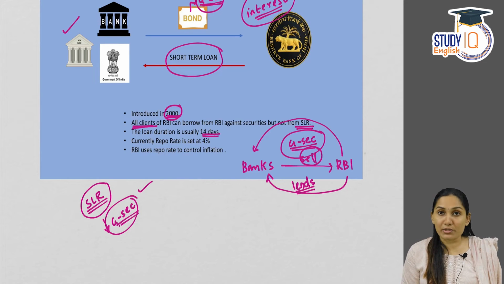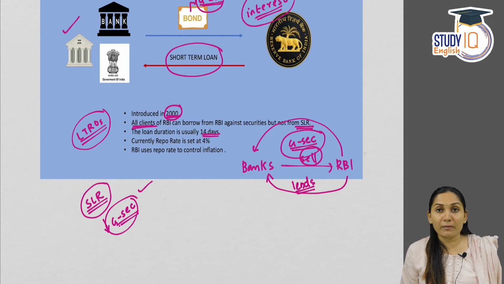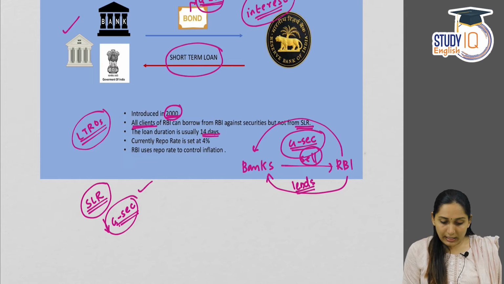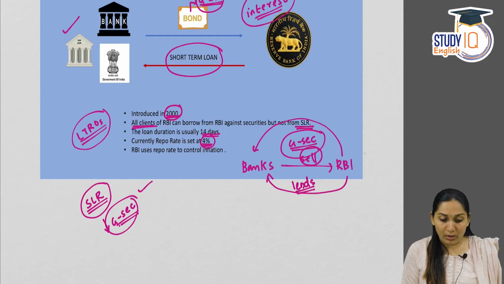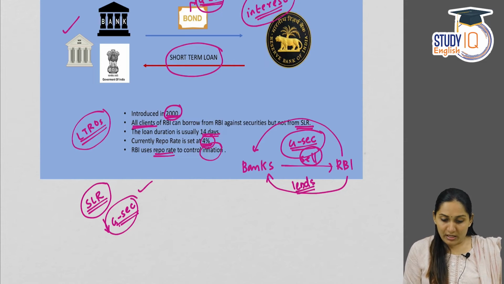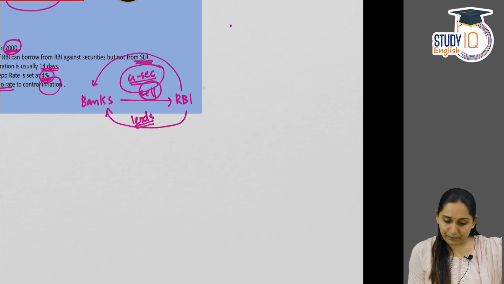And loan duration is usually for 14 days, but now RBI has extended it and introduced long-term repo operations. So LTROs are there. We will be discussing about LTROs later. So now we have long-term repo operations as well. Currently repo rate is 4%, but every 2 months RBI's Monetary Policy Committee holds a bi-monthly policy review and changes the repo rate. So this is not permanent. And RBI uses repo rate to control inflation.